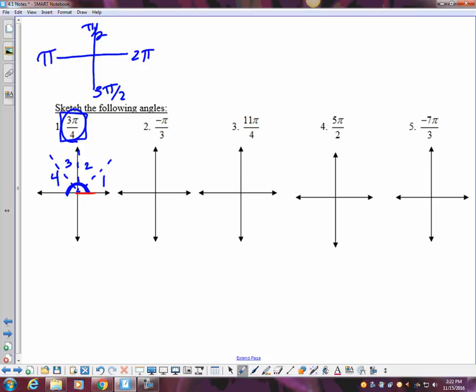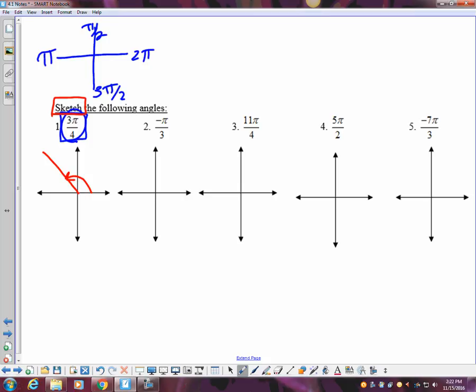So my angle is going to start there, and it's going to end here, and then I have to sweep my arrow from beginning to end. And that's how you sketch the angle. So without all this other mess on it, this is what it would look like. That's it. That's what I want.